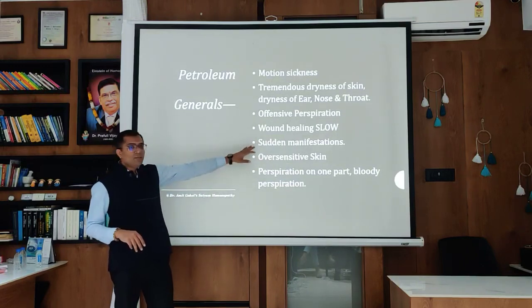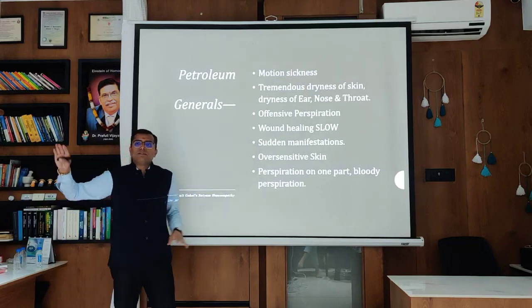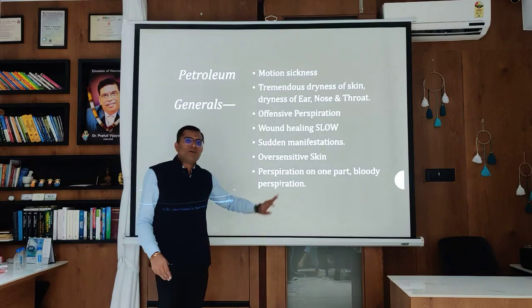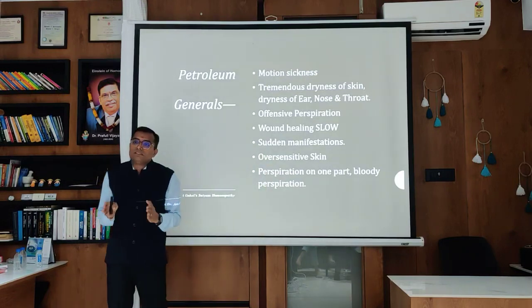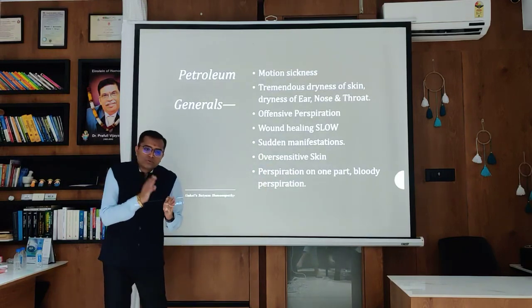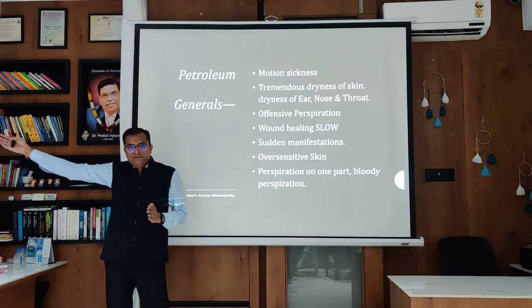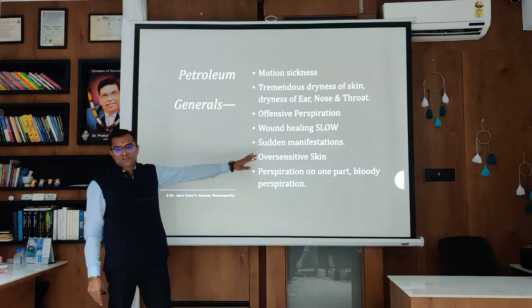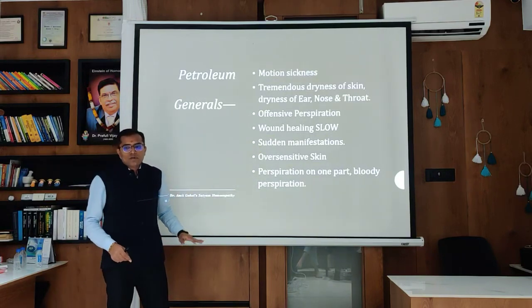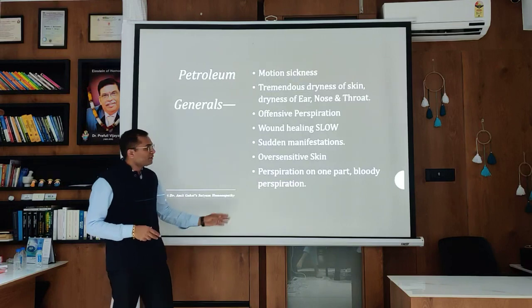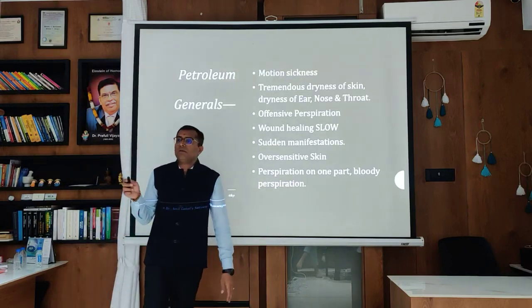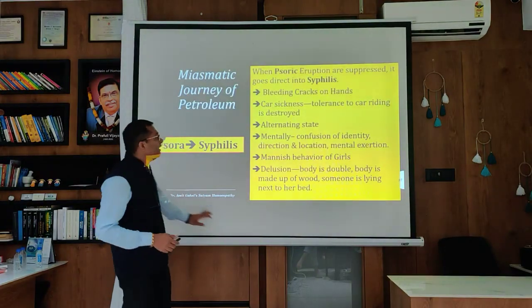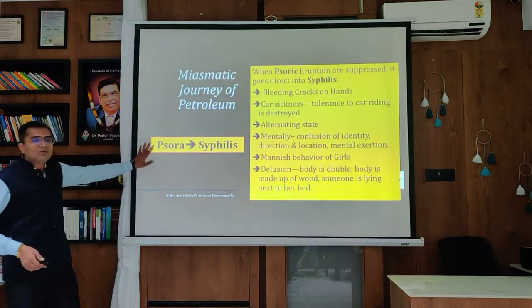There is a very important aspect of differentiation: all carbons are slow, but petroleum's manifestation is very sudden and fast. So petroleum is fast because petroleum lacks psora-to-syphilis passing through psora. Okay, so that is why the suddenness of manifestation. The skin has over perspiration on one part, bloody perspiration. Again, bloody perspiration, we have an ophidia in that remedy, Crotalus. So the miasmatic journey is directly from psora to syphilis.